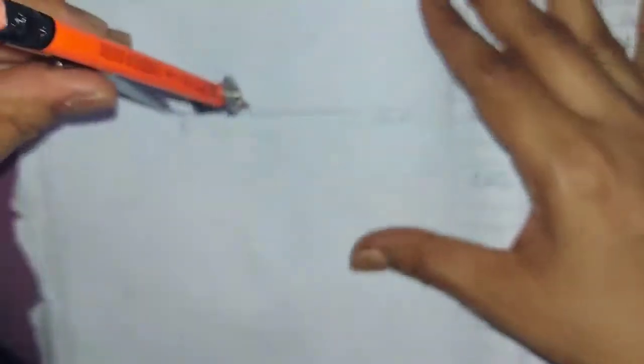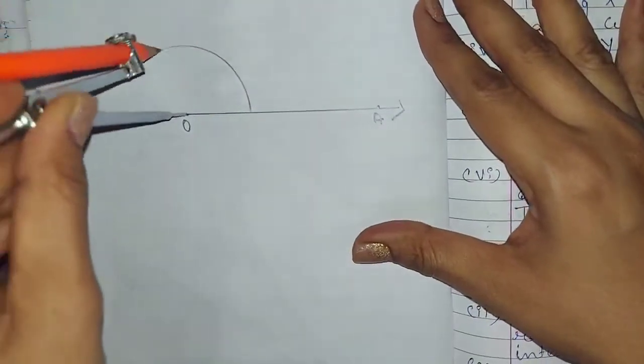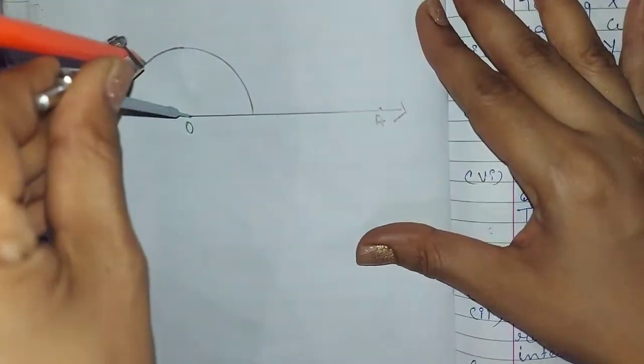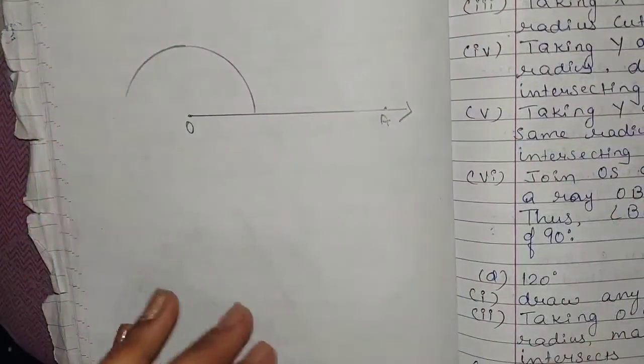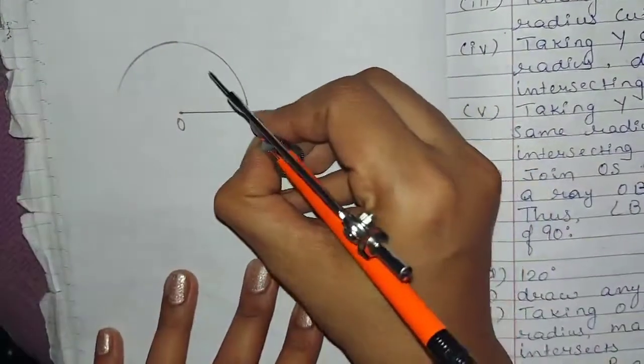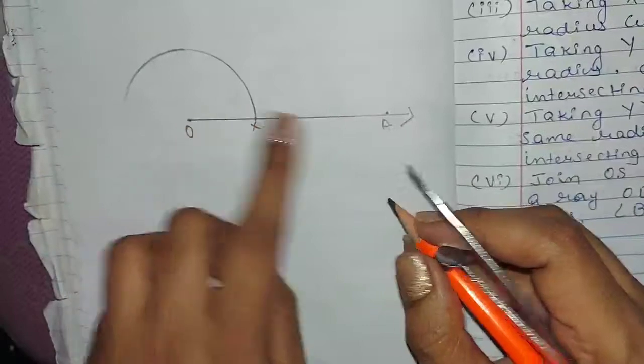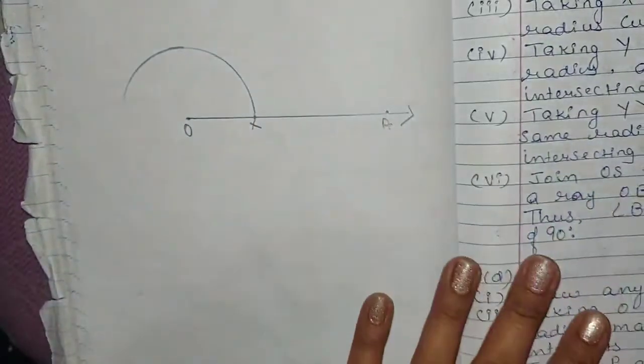And let us mark one arc. So this is our arc with center O. Now it is said that take mark X that arc intersect OA. Now let us see next step.